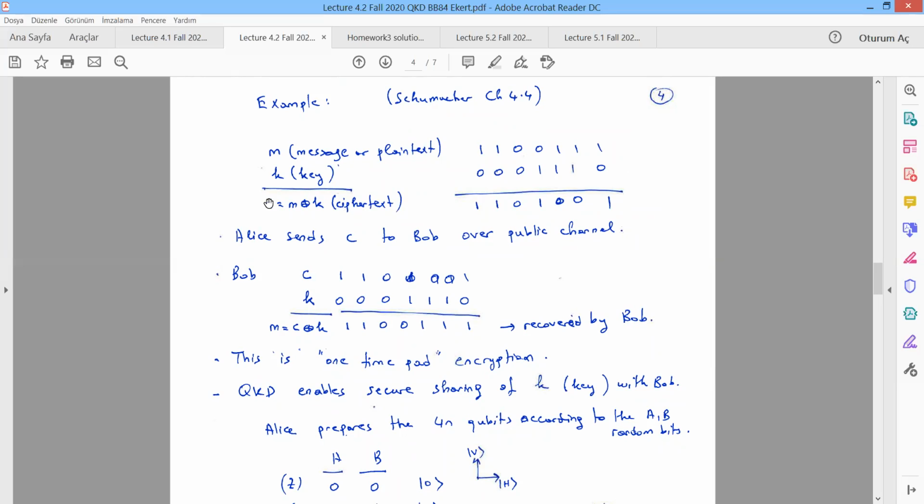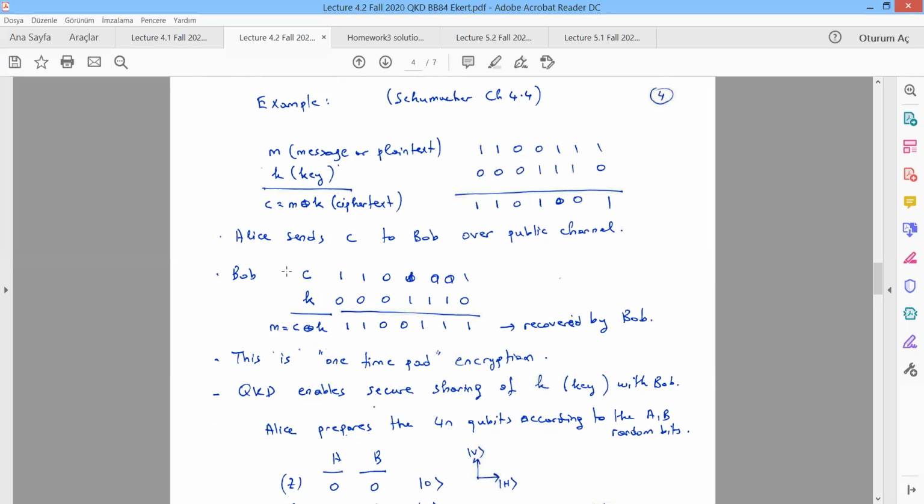Now Alice encrypts the message string M with the key and produces the ciphertext C using the M modulo 2 sum K operation, according to the one-time pad protocol. This is what she computes: 1 XOR 0, 1 XOR 0, and similarly all the other bits. So she has this ciphertext produced using this key.